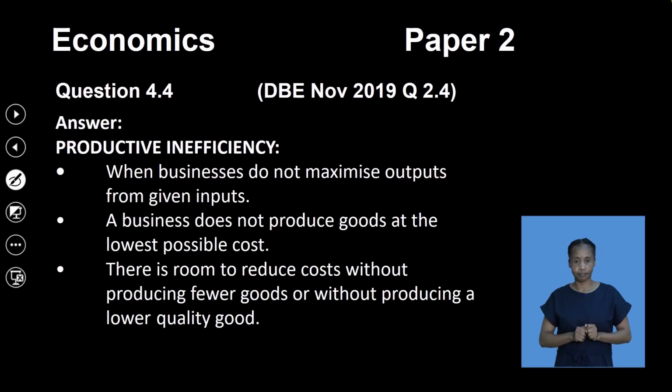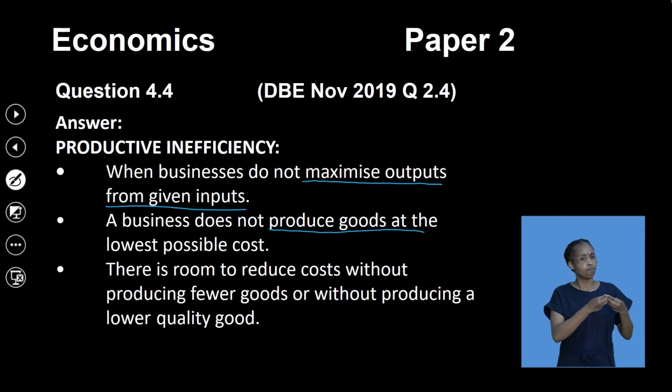All right, let's start by looking at productive inefficiency. Productive inefficiency is when businesses do not maximize output from given inputs. So basically, this is when a business is experiencing wastage, wastage of resources in terms of production. Again, let's look at another point. It says a business does not produce goods at the lowest possible cost. So when we are experiencing high production costs, that is productive inefficiency.